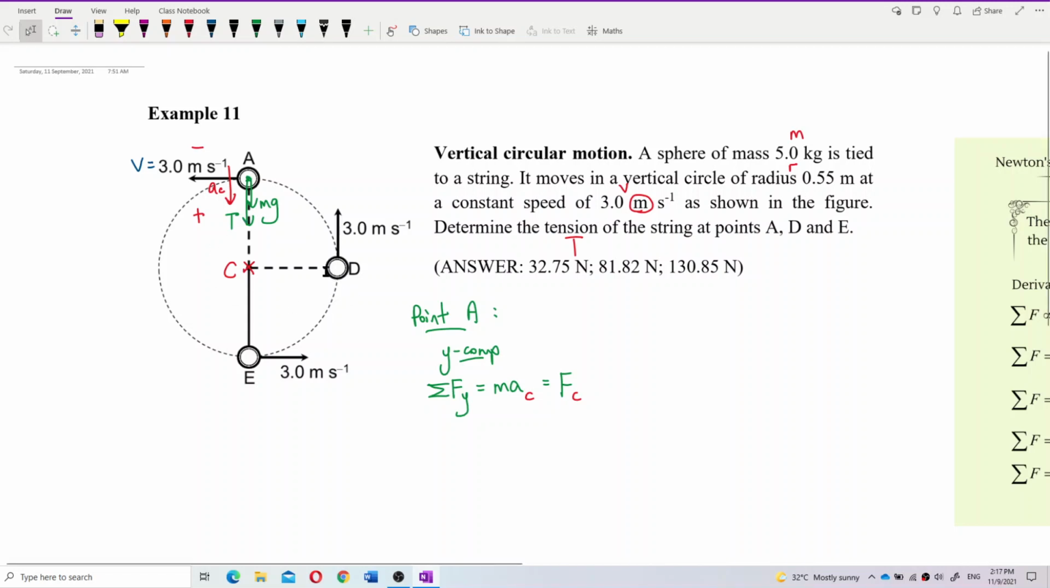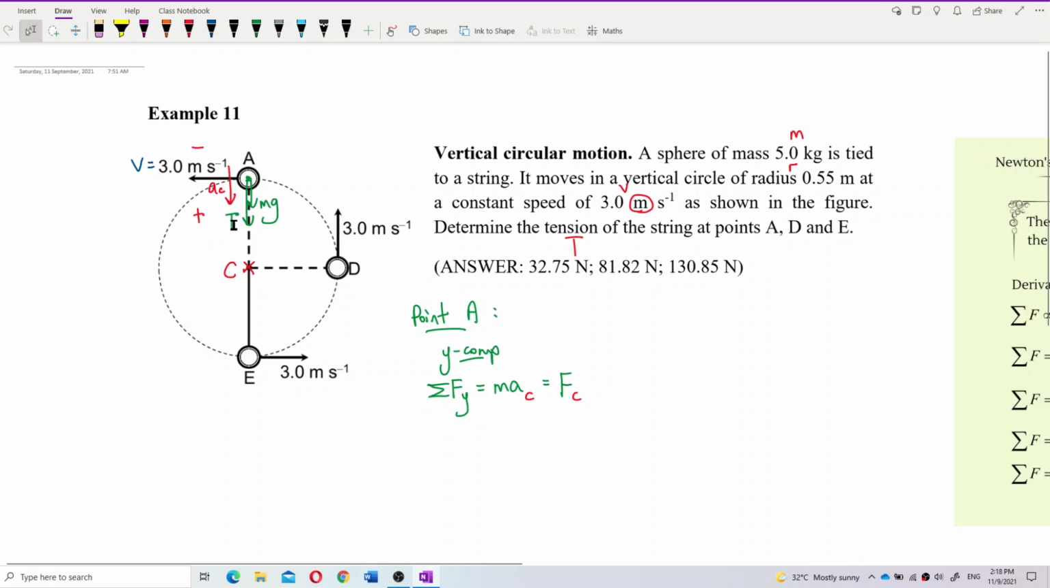Where are we? This one. Yeah. Remember, follow acceleration. Forces that follow the direction of acceleration are positive forces. So you see this tension and the weight, they all follow the direction of the acceleration. This acceleration is downward, towards the center of the circle, because it is the centripetal acceleration.